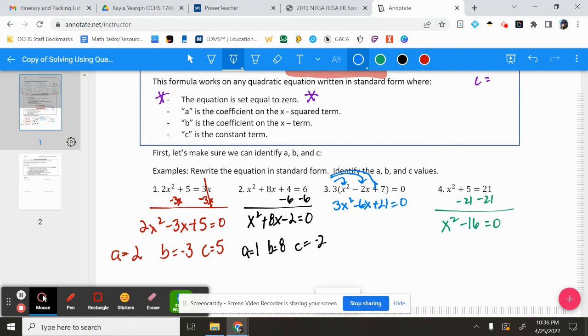Same process for 3 and 4. So for number 3, what's my a value? 3. My b value is negative 6. And my c value is 21. For number 4, my a value is 1. Notice that there's not a b here. There's not just an x in the problem. Therefore, my b value is 0. And my c will be negative 16.